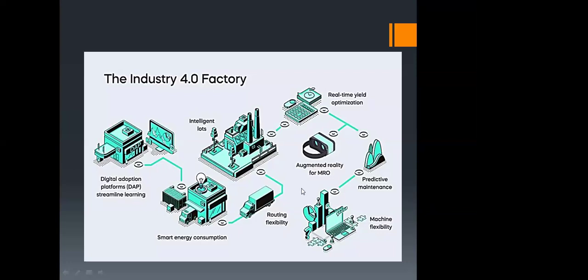So I think we have come to the end of this particular presentation. Starting from Industry 4.0, what is the meaning of Industry 4.0? Through industrial revolution, we have come to a stage where the shop floor or the factory is fully automated with minimum human intervention.